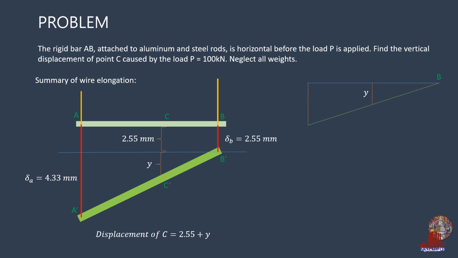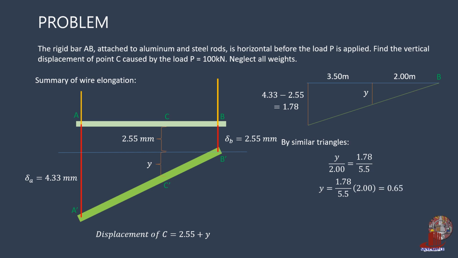By the triangle form, we can identify y somewhere at the center, and the other leg is computed as the difference of the two elongations, 4.33 and 2.55, which gives 1.78 mm. By using point B as the vertex for the similar triangles, we can proportion y is to 2 meters as 1.78 is to 5.5 meters. Y is then taken as 1.78 times 2 upon 5.5, giving 0.65 mm.